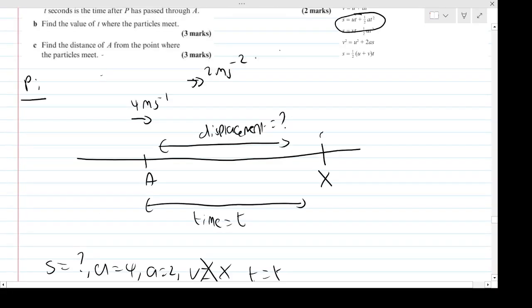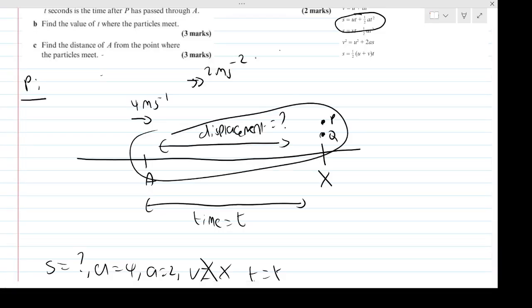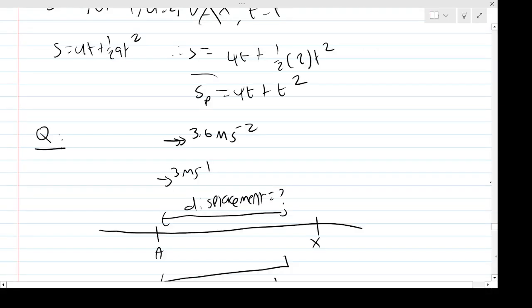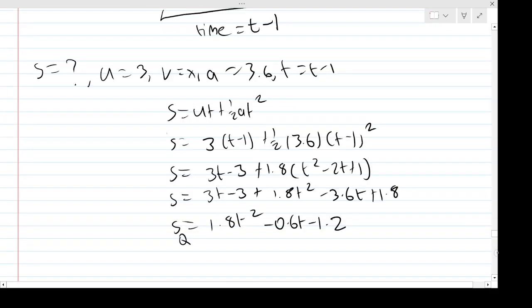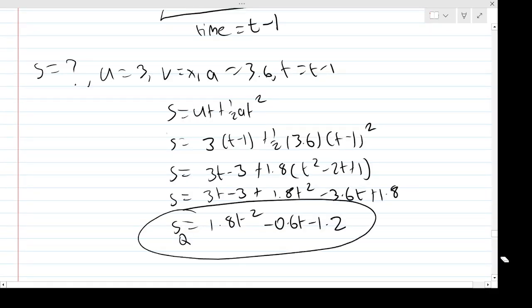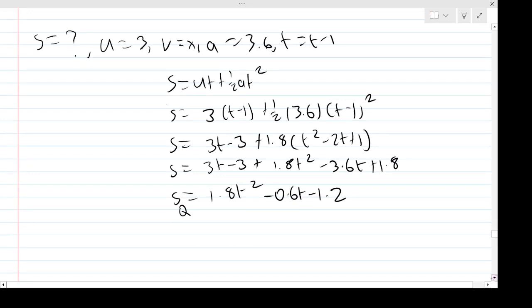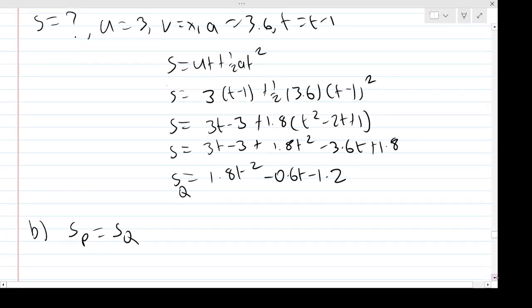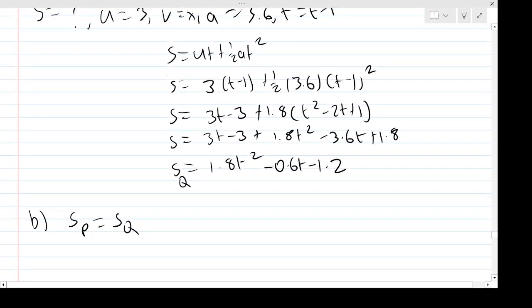So when they meet, obviously they meet at the same point, so this is P, this is Q, let's say. So their displacements have to be the same if they both start from A, right? So we can set these two displacements together. So part B, SP has to equal SQ, the displacements of both, okay? That's a common sort of strategy. If you're given a scenario where two things are meeting or colliding together, you're going to want to consider their distances to be equal, okay?